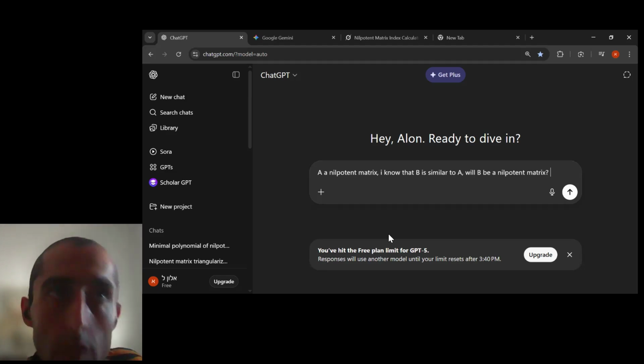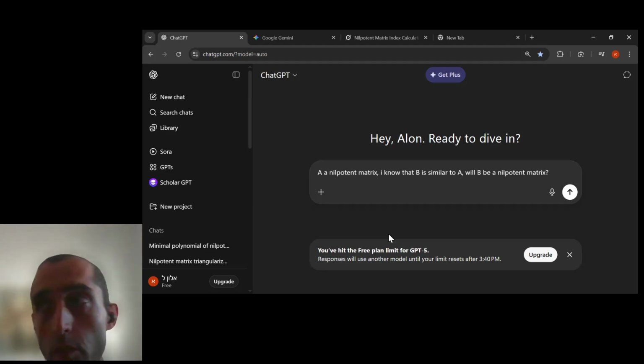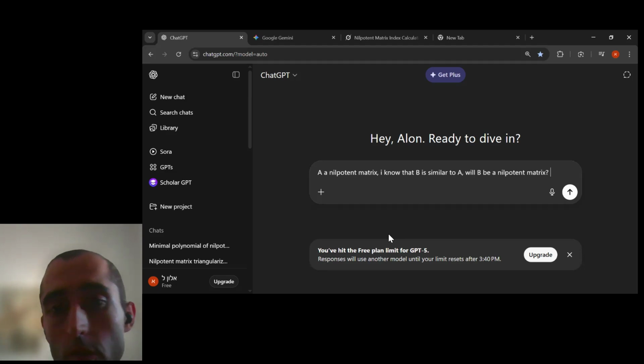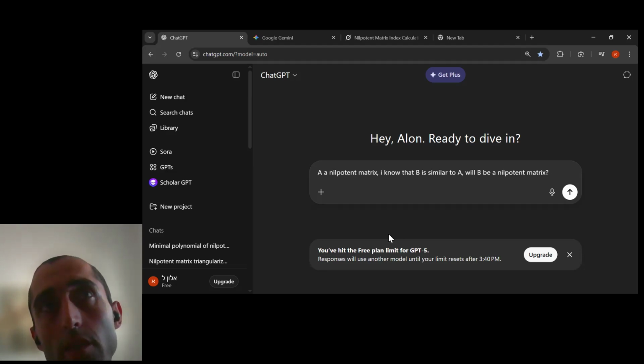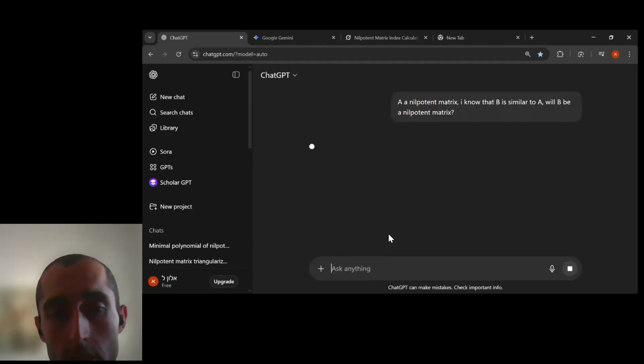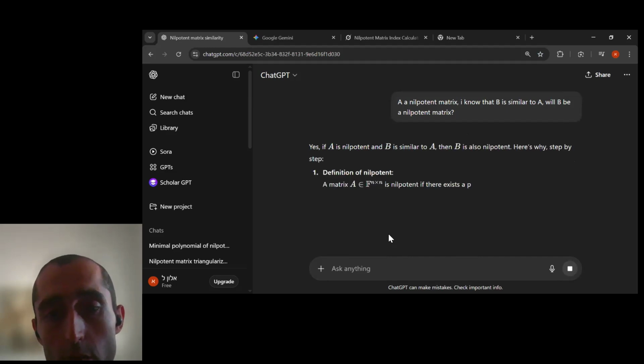But if it's similar to B, and B has the same characteristic polynomial because the characteristic polynomial is preserved under similarity, it means that x to the same power annihilates B, namely B to the power of n, for example, equals 0. So B also has some power for which it equals 0. So B is also a nilpotent matrix. So the answer is, if B is similar to A, which is a nilpotent matrix, B is also nilpotent. The answer is yes. So let's see the proof.